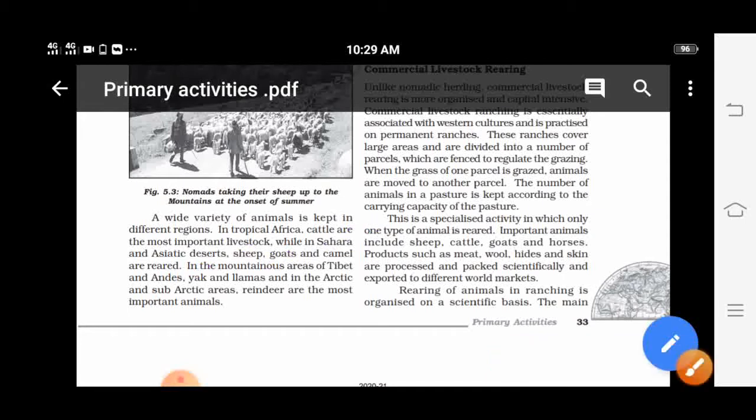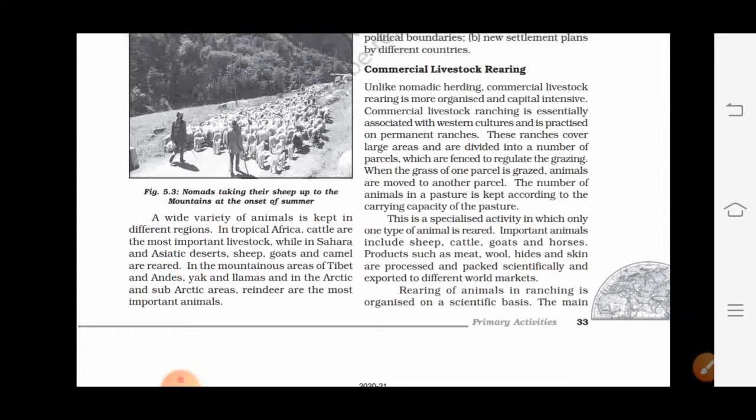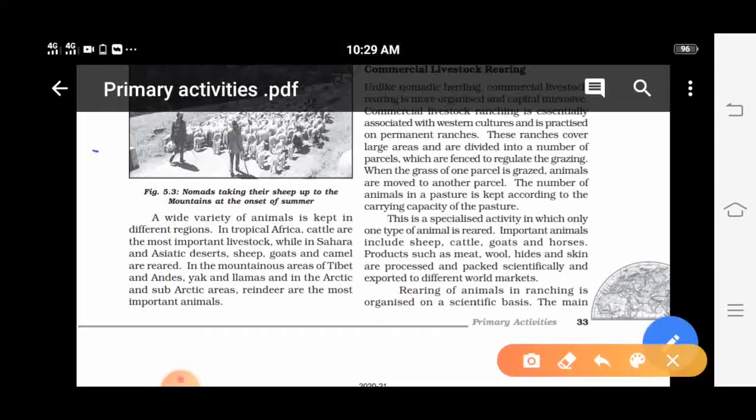Now what do these animals give them? They give them sustenance. They domesticate, or they keep the animals for food, for the milk, etc. As you are able to see in the figure, nomads are taking the sheep up to the mountains. So these are nomadic herders.